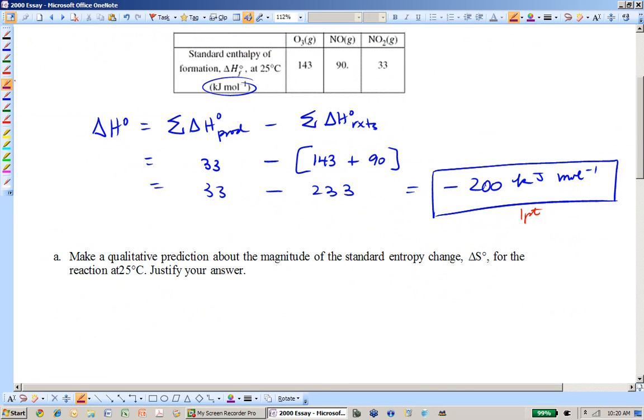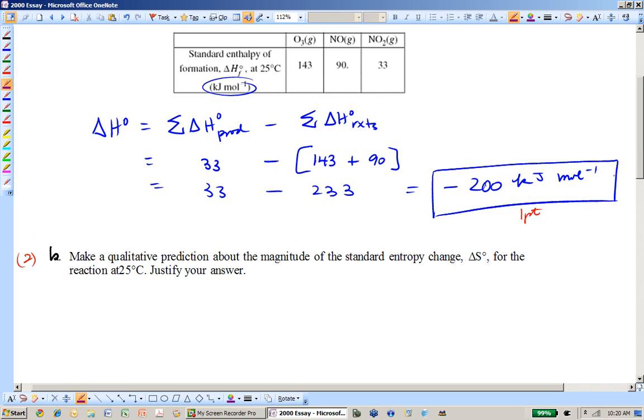Then they want us to make a qualitative prediction about the magnitude of the standard entropy change. See? Knew it was coming. Delta S naught for the reaction at 25 degrees Celsius, and justify your answer. So this really should read part B, and it's 2 points.